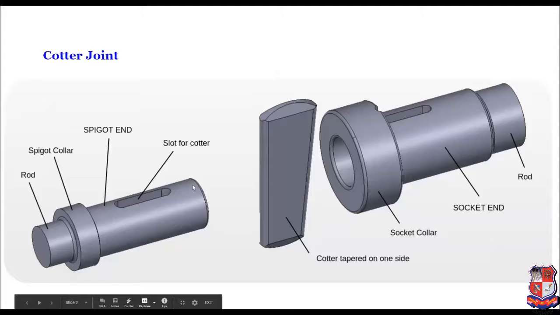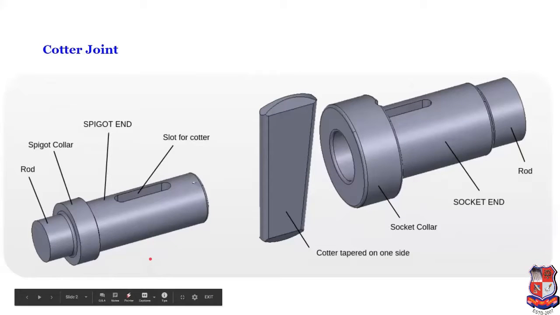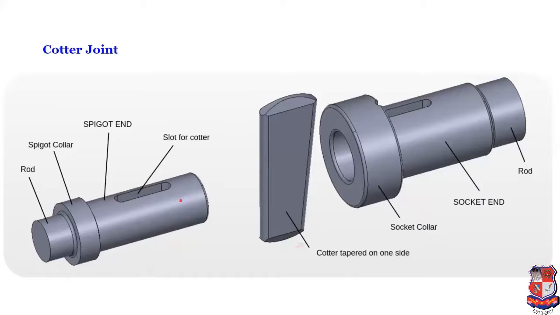So first of all, know about the main components of the Cotter joint. A total of 3 components are main in a Cotter joint. First one is the pivot (spigot), second one is the socket, and third one is the Cotter. You can say this one is a male part, this one is a female part, and this is a joining part. The pivot has the rod, pivot collar, pivot end, and a slot for the Cotter.